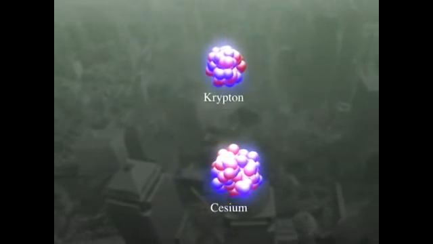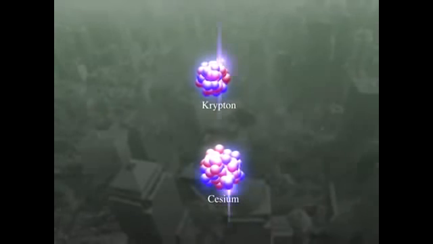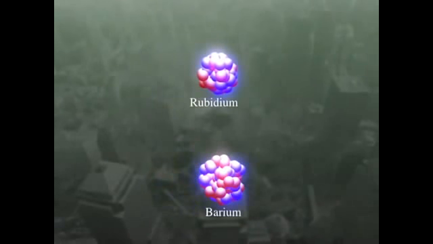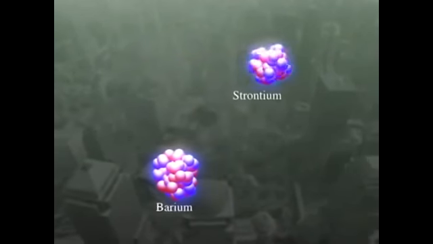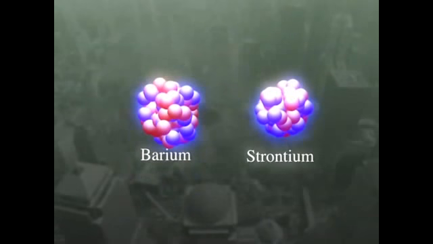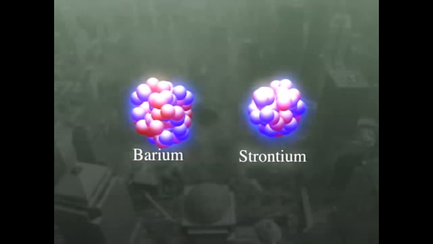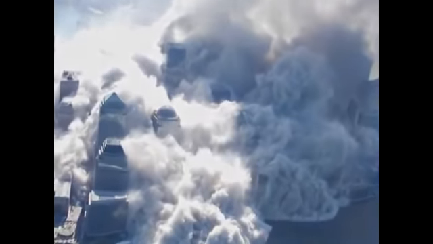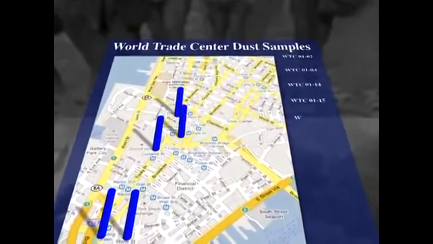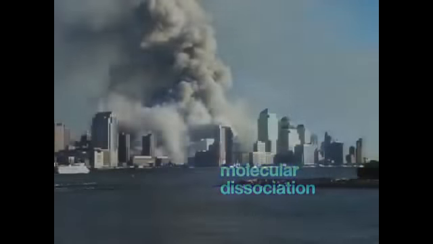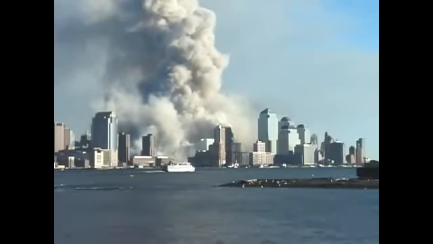Nuclear fusion can be initiated with a nuclear fission trigger. Uranium in nuclear fission typically breaks down into two rare elements, strontium and barium. The U.S. Geological Survey took samples from around Lower Manhattan. A nuclear event would also explain this.